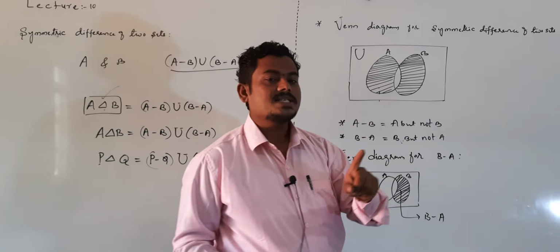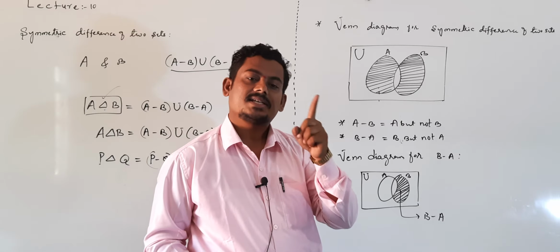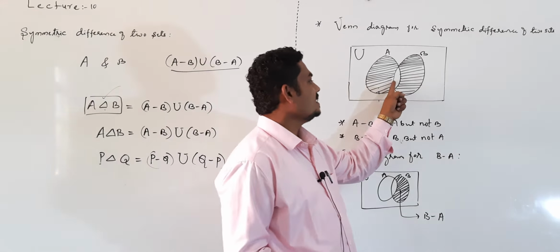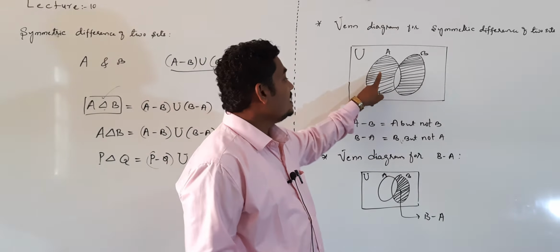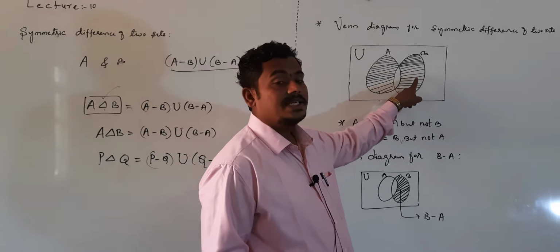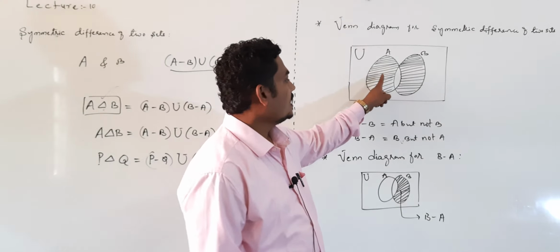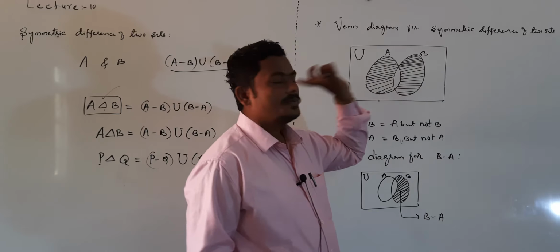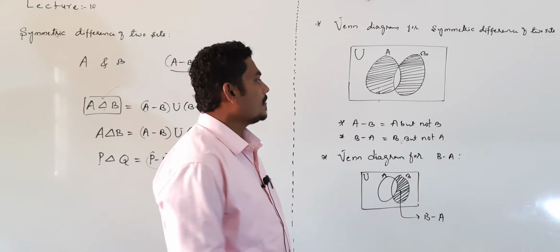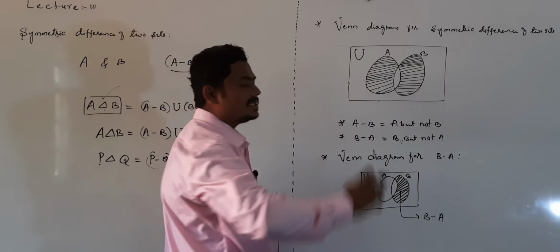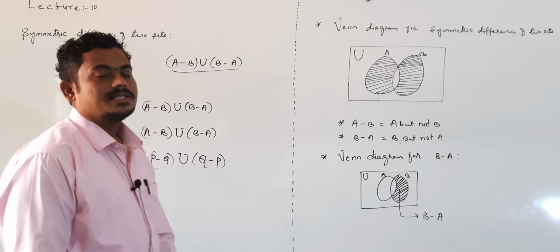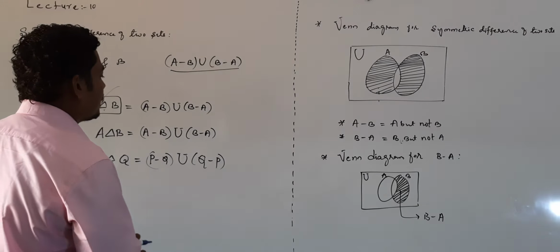What is the unshaded region? It is common, which means this is A intersection B. This is A minus B, this is B minus A. Together they are called the symmetric difference. This shaded region represents the symmetric difference. The unshaded region represents the intersection.